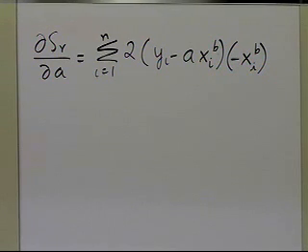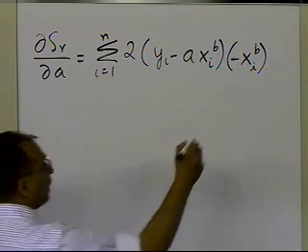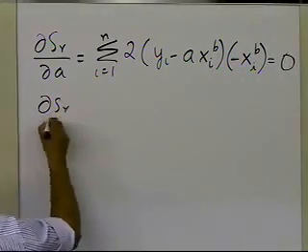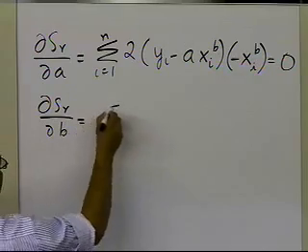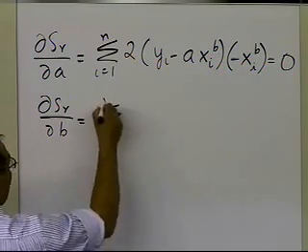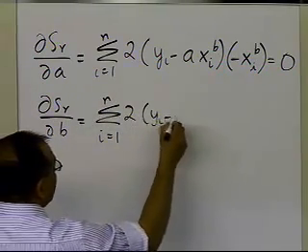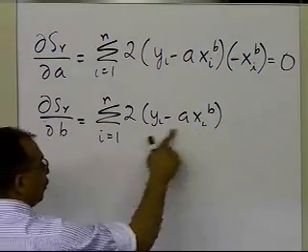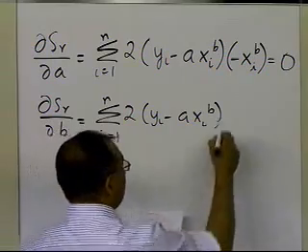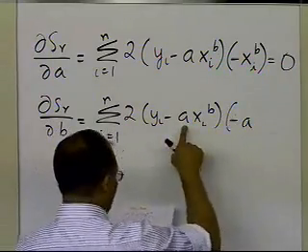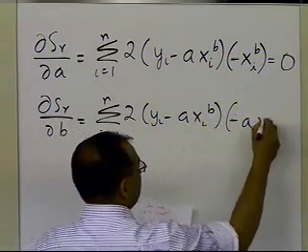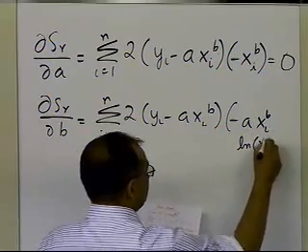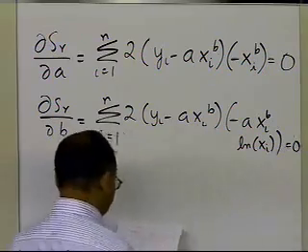Now let's see what I get when I take the derivative with respect to b. Of course, this is equal to 0. When I take the derivative with respect to b, I get the summation of i equal to 1 to n, 2 times again y sub i minus a xi raised to power b, times the derivative of this whole quantity with respect to b, and that turns out to be minus a, because there's a constant here, xi raised to power b times log of x of i, equal to 0.